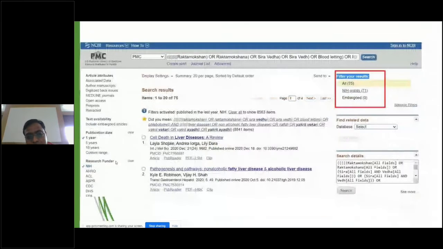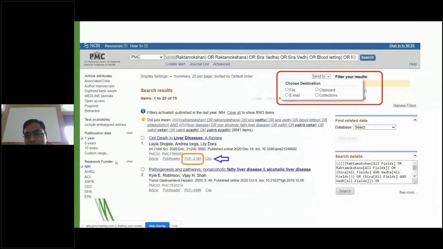After all this, if you want to see the filter result, we have 75, and out of 75 the NIH grants are 71. And if you want this data in your mail, you have to click on Send to. You can email also. All these articles you can get in one click at your mail ID. It is a very good search engine. If you want a PubMed PDF file, you can download it from here.